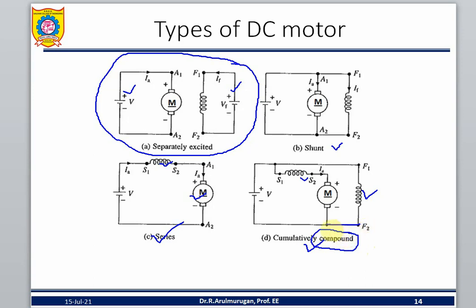The compound motor is classified as long shunt and short shunt. See, this is one point, this is connected long, that is long shunt. Short shunt means remove this line and connect it here. That's all. This is short shunt, connected longly or shortly. That's how it is classified. So this is about the DC motor.